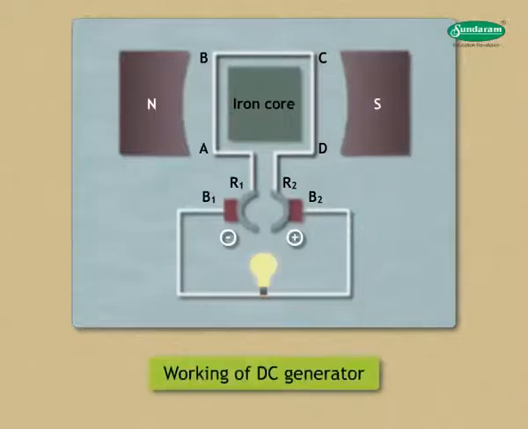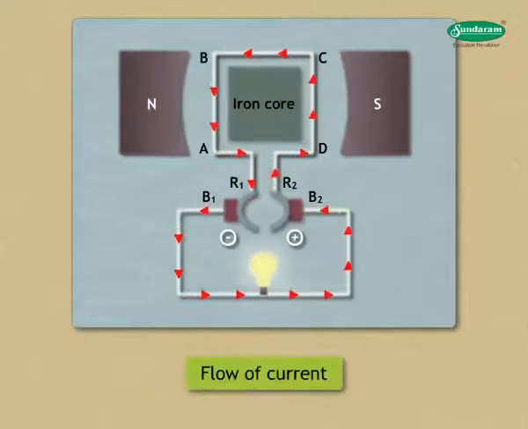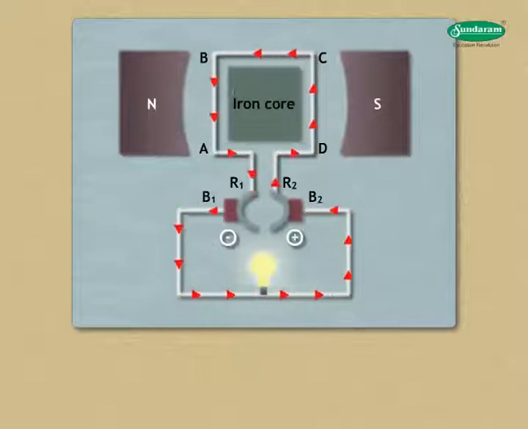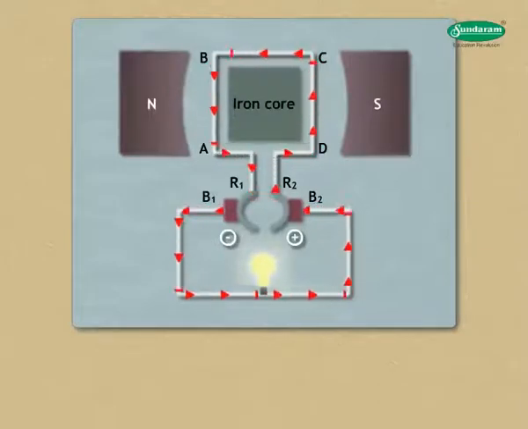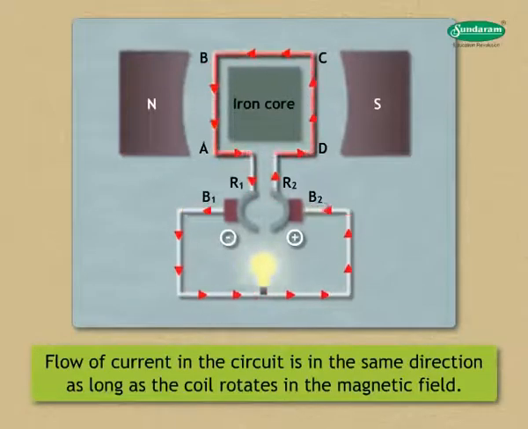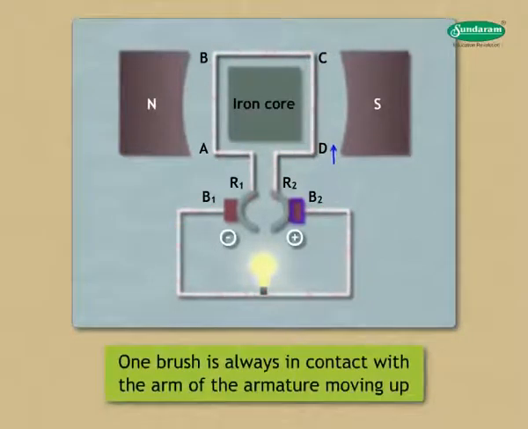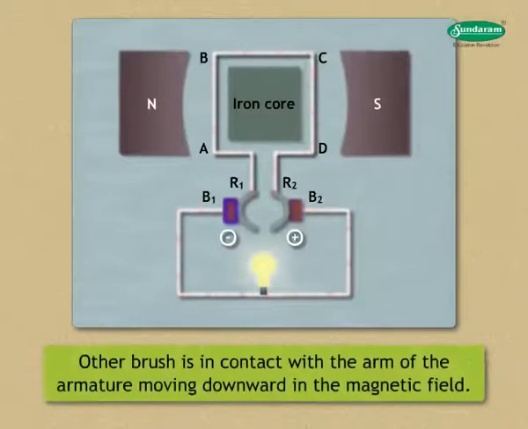Working of DC generator. When the coil of DC generator rotates in the magnetic field, potential difference is produced in the coil. This gives rise to the flow of current. This is shown by glowing of the bulb. In DC generator, the flow of current in the circuit is in the same direction as long as the coil rotates in the magnetic field. This is because one brush is always in contact with the arm of the armature moving up, and the other brush is in contact with the arm of the armature moving downward in the magnetic field.